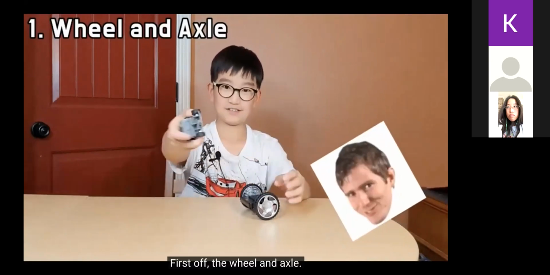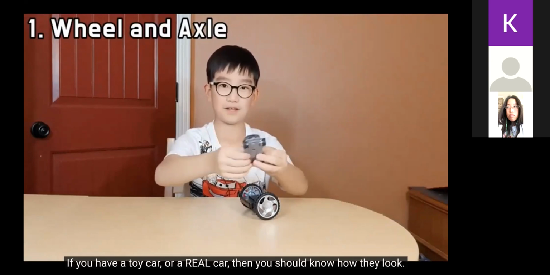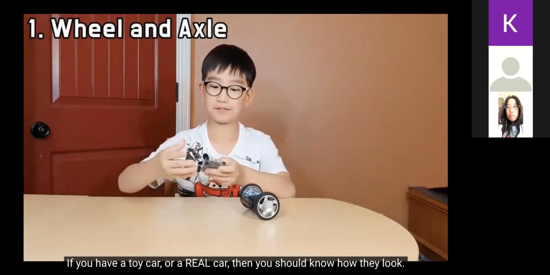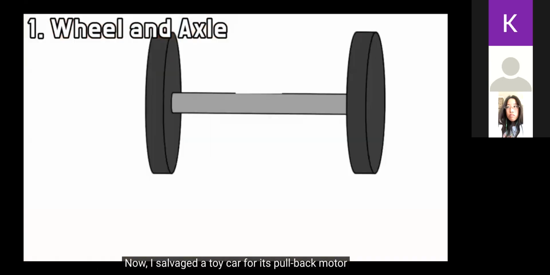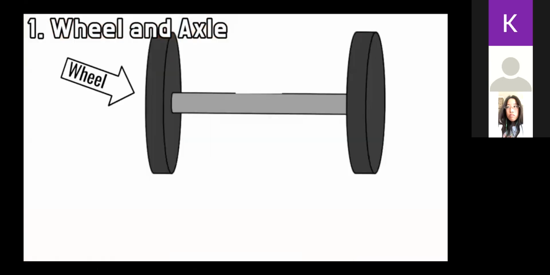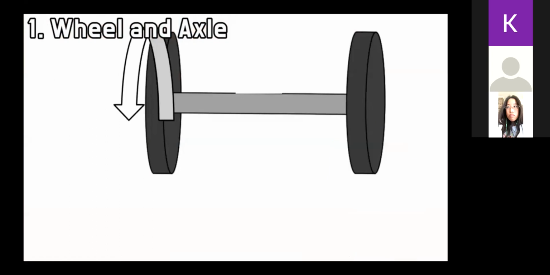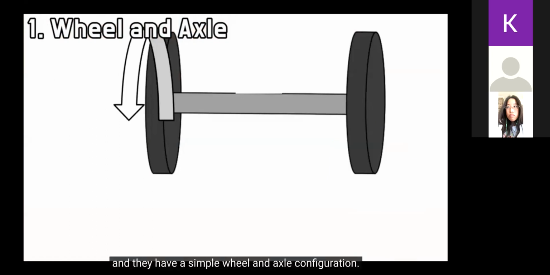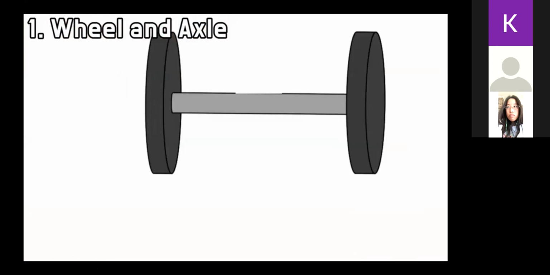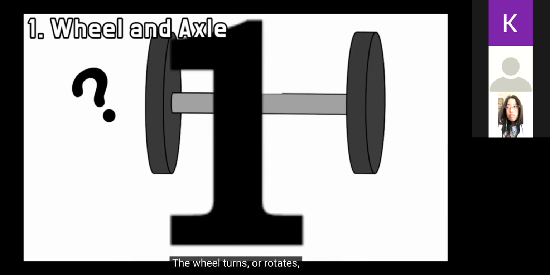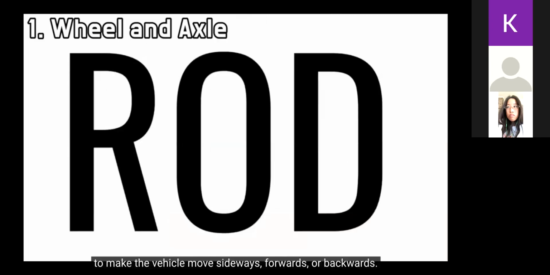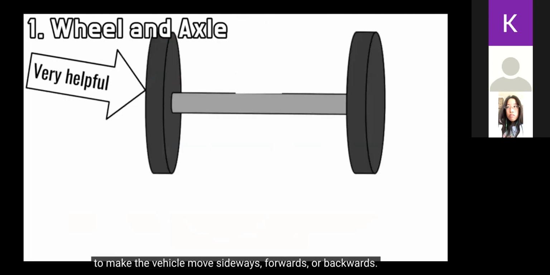First off, the wheel and axle. If you have a toy car or a real car, then you should know how they look. Now I salvaged a toy car for its pullback motor. So right here, they have a very simple wheel and axle configuration. The wheel is right there, and this is the axle. The wheel turns or rotates to make the vehicle move sideways, forwards, or backwards.